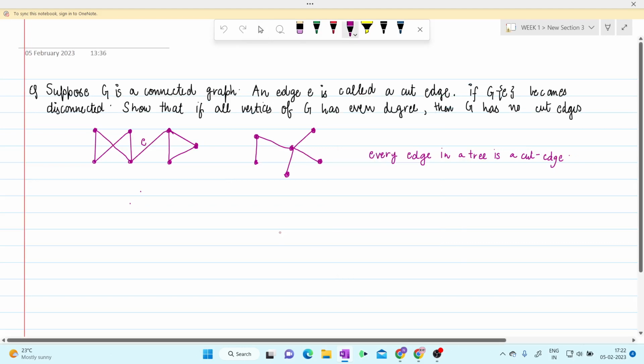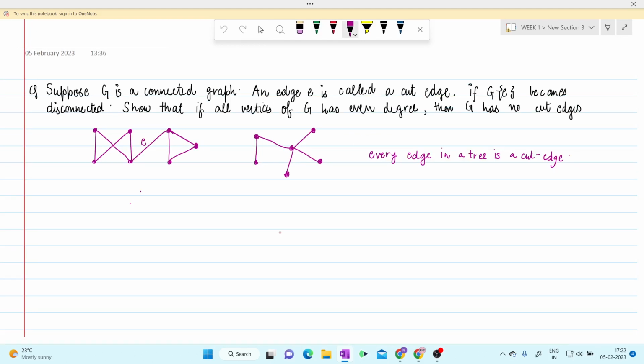Next question is that suppose we are given that G is a connected graph and E is called a cut edge if G minus E becomes disconnected. By G minus E we mean that we have an original graph G and we are removing the edge E from that graph. So we are saying that edge E will be a cut edge if G minus E becomes disconnected. And now we have to show that if all vertices of G have even degree, then G should have no cut edges.